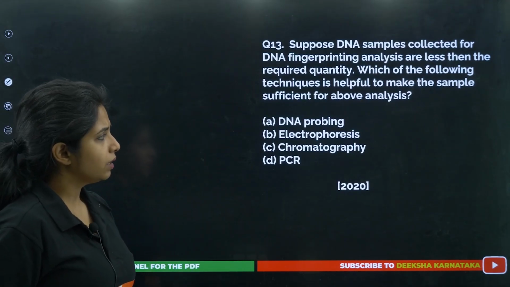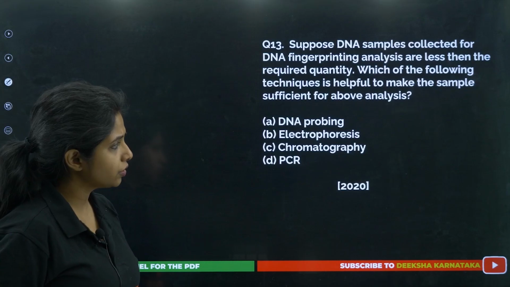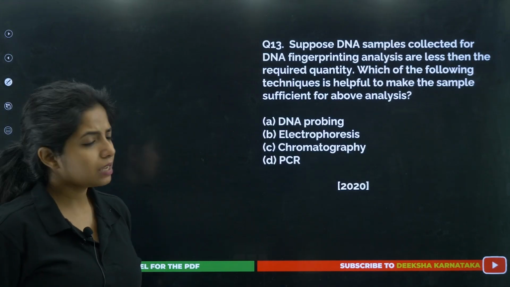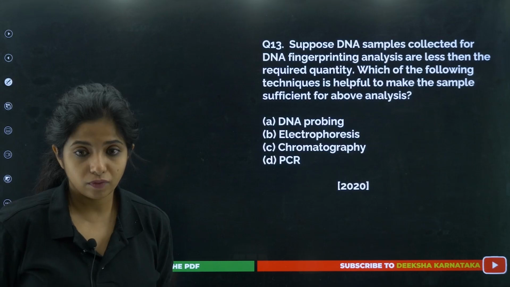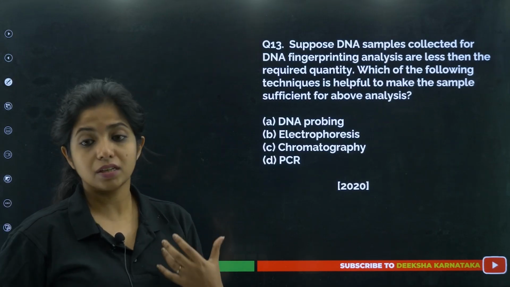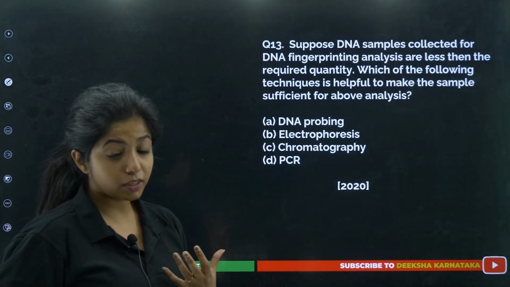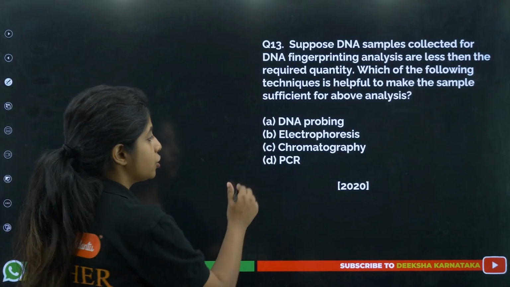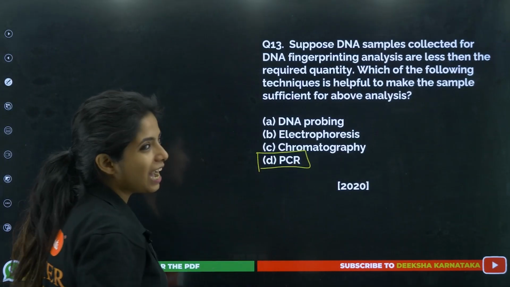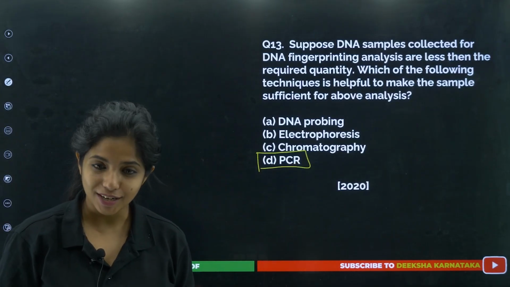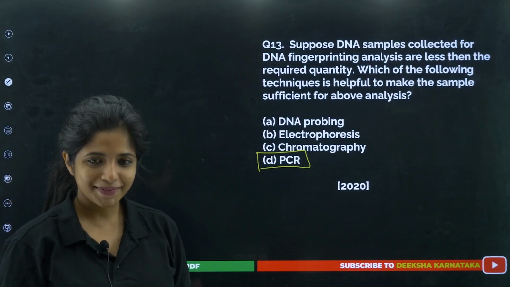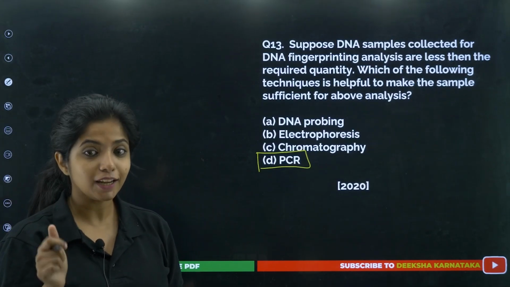DNA probing, electrophoresis. Electrophoresis basically means you are separating things. Chromatography, which is a whole different technique. PCR, which step will I use? When I have a small DNA fragment, I want to increase its number. At this point I would prefer DNA amplification, and DNA amplification is done by PCR, polymerase chain reaction. This is a direct question, came in 2020, very easy, right? So we can give it an easy tag.